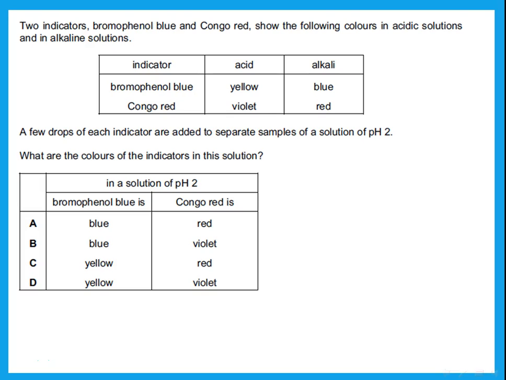And he's saying a few drops of each indicator are added to separate samples of a solution of pH 2. So the first thing you ask yourself is pH 2, acid or base? Acid or alkali? It's acid. So if I put bromophenol blue into it, well, he's telling me that bromophenol blue in acid gives what color? Yellow. And Congo red in acid gives violet. So my answer must be D. Right?